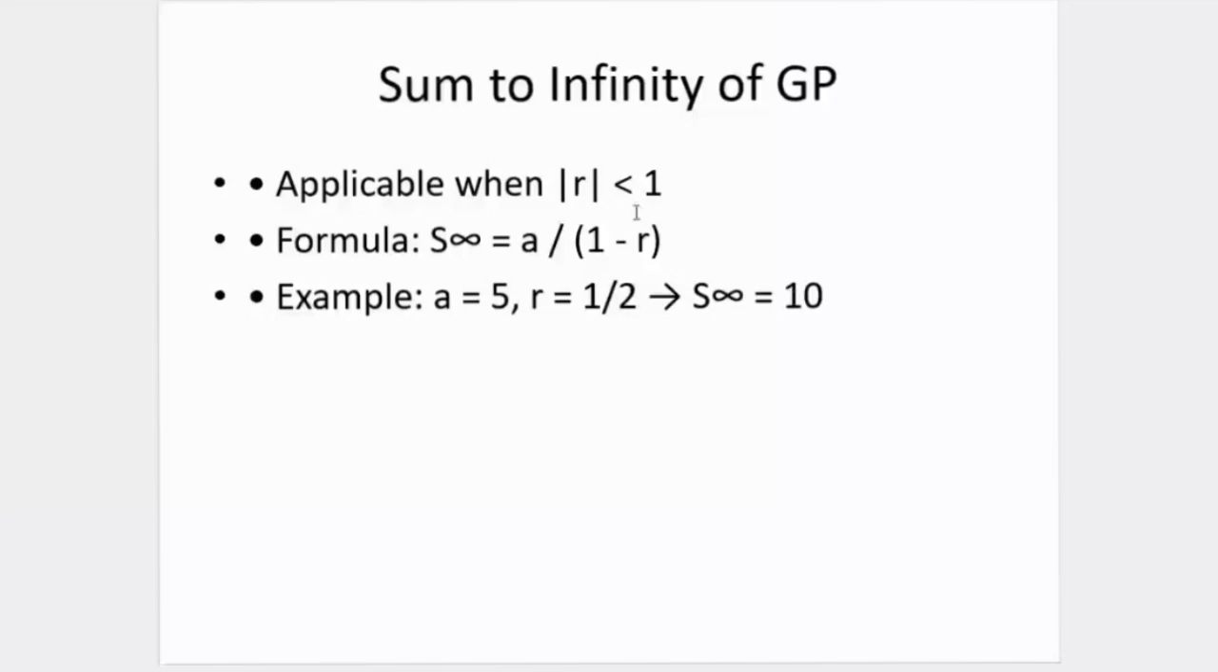So if, for example, in this situation we have A as 5 and R as half, plugging it into this formula, 1 minus half is half, and 5 over half is 10.